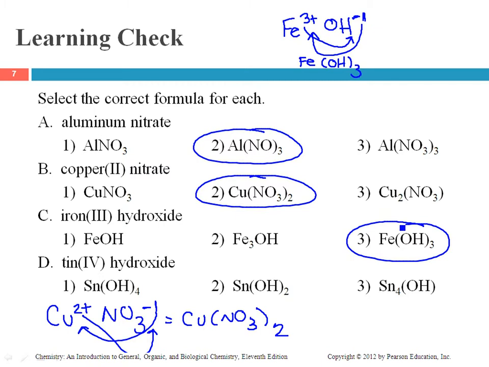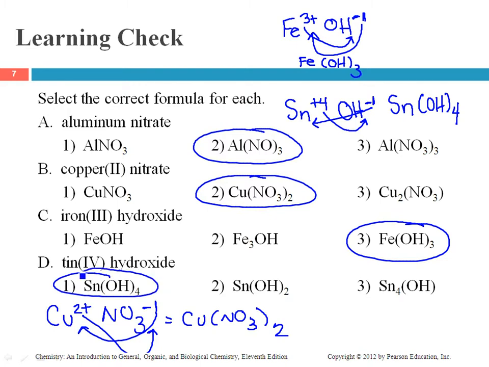Last one, tin, the symbol for it is Sn, and it's 4, so it has a +4 charge, and hydroxide is a polyatomic ion with a -1 charge for the whole group of atoms. If we swap our numbers, we get this here.